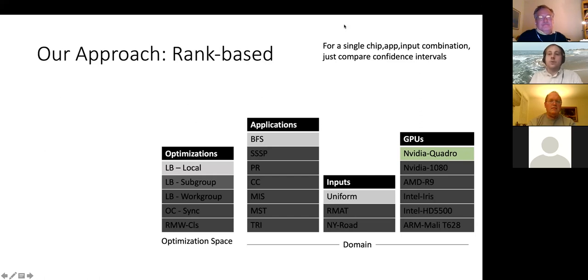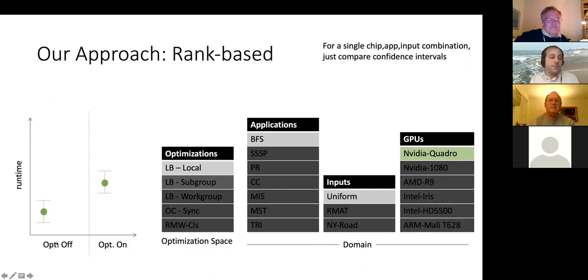Okay, so our approach though, to actually get some meaningful optimizations that aren't biased and give us non-trivial results is we use a rank-based statistical procedure. What we do is we take one of the optimizations, let's say local load balancing, and then we just select one of the applications, one of the inputs, and one of the GPUs, let's say the NVIDIA Quadro.